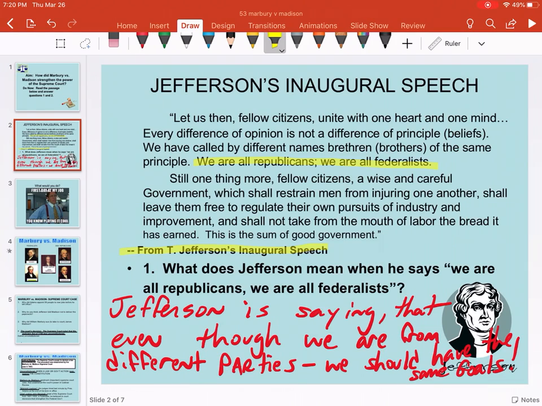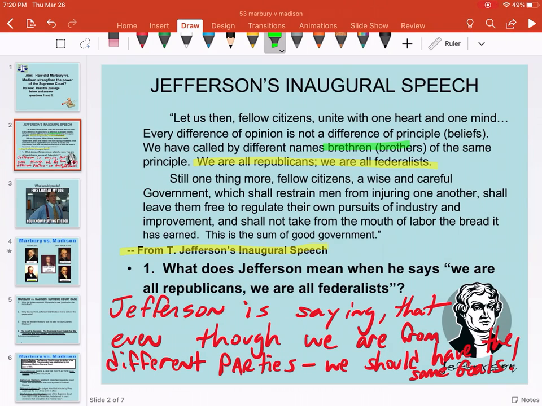And the one word he uses in the Do Now reading that I love is that word brethren. He talks about how we're all brothers of the same principle. Jefferson was a really smart guy, a really smart president. His words still ring true today.